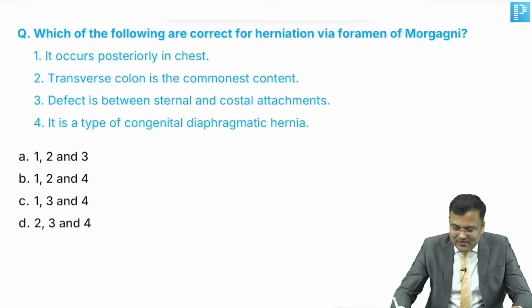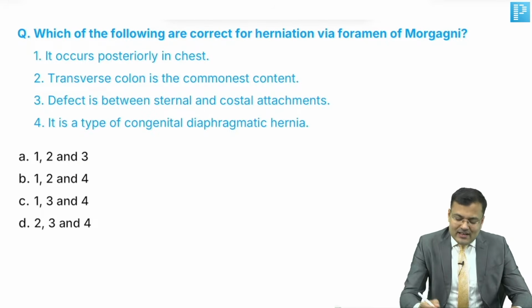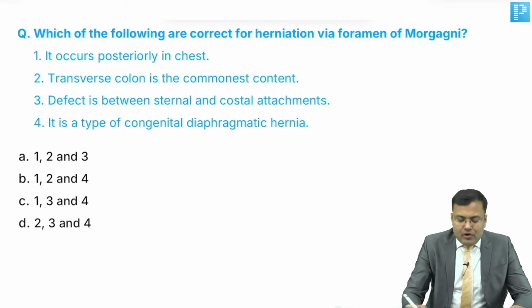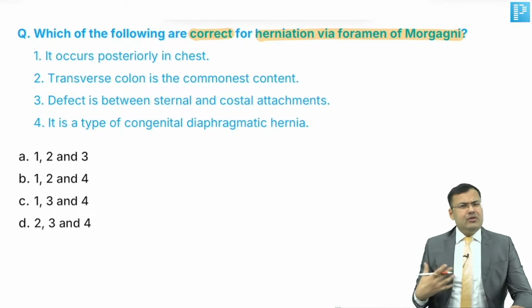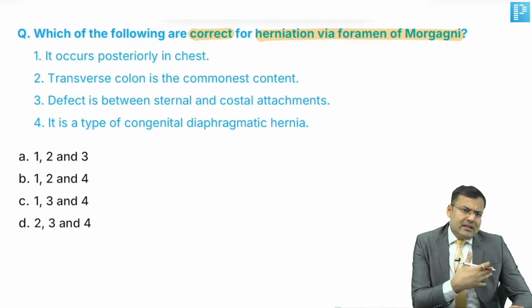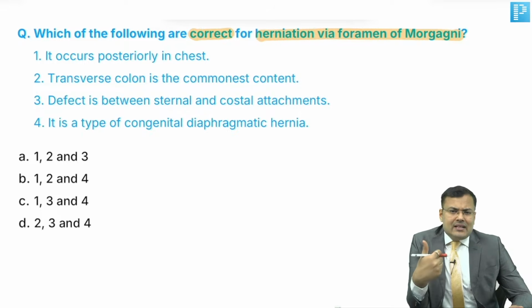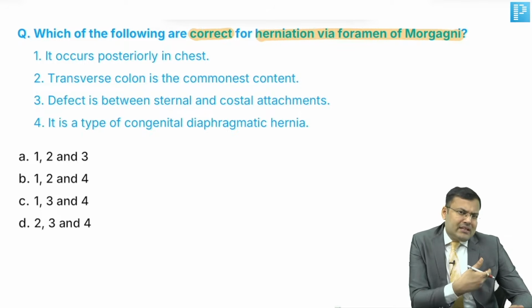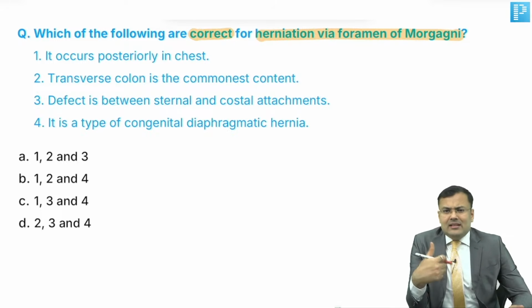Now see the next one. Tell me what is the correct answer guys here? Which of the following are correct for herniation via foramen of Morgagni? You know this congenital diaphragmatic hernia. One is Bochdalek hernia which is posterolateral. Morgagni is right anteromedial. That is left posterolateral, Bochdalek, and this is right anteromedial.